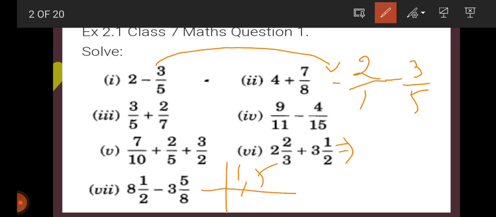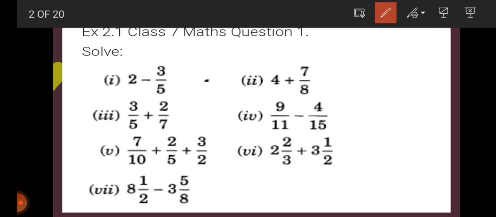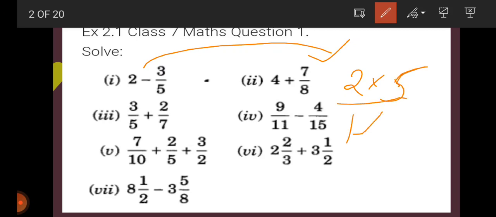is 5. So the LCM is 5. What should we multiply to get the LCM as the denominator? The denominator is 5, so here I multiply 2 into 5, numerator and denominator both. So we get 10 by 5. And the other fraction already has denominator 5, so there is no need for any multiplication.